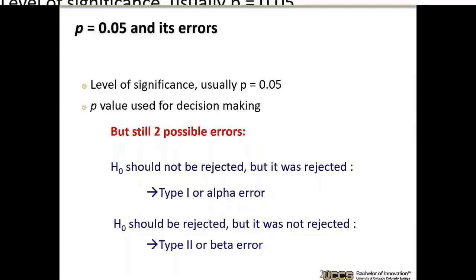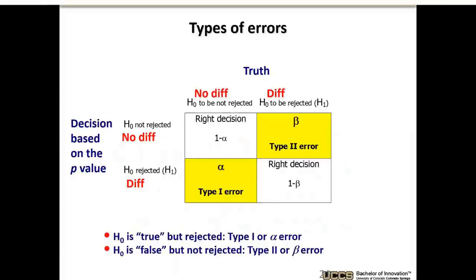So this comes back to what I was just talking about. H0 should not be rejected, but it was rejected. That's a type 1 error. And H0 should be rejected, it was not. That's our type 2.